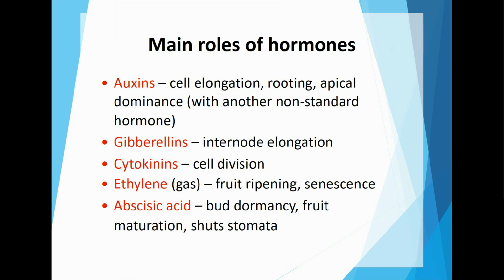Gibberellins are so important in germination. It's not here, but very important in the germination process where the seed actually activates and we start getting the growth of the radicle from the seed. Cytokinins are so important in cell division with that meristematic region.